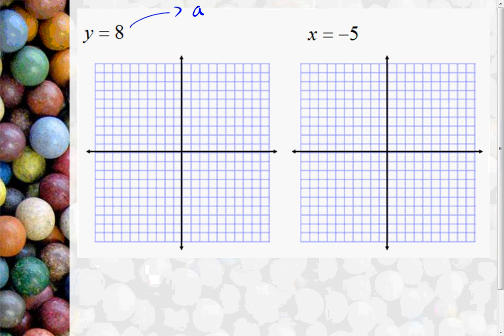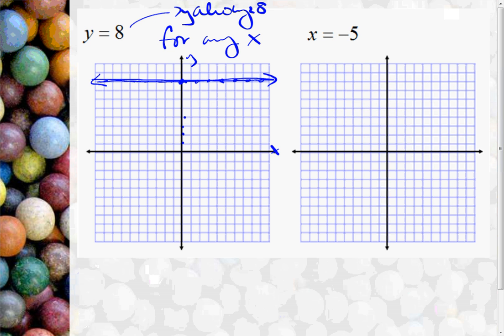So y is always 8 for any x. So again, y equals 8. Here's x, here's y. Y equals 8. It's right here. So the y value is going to be 8 for anything else. Ooh, that's horizontal.